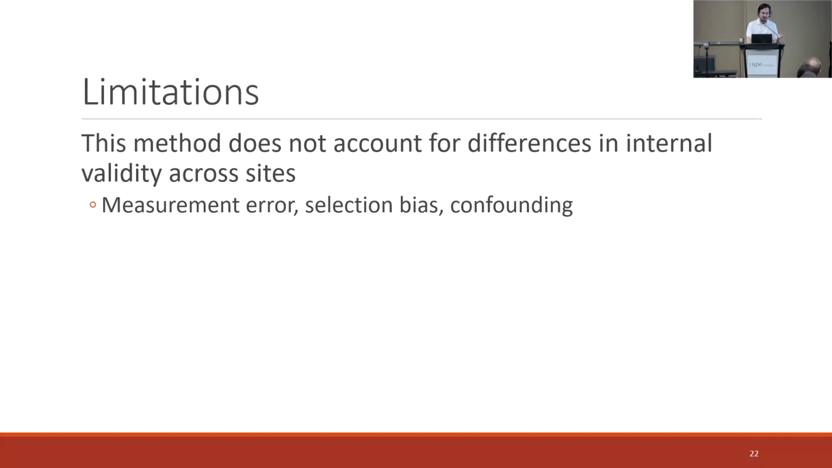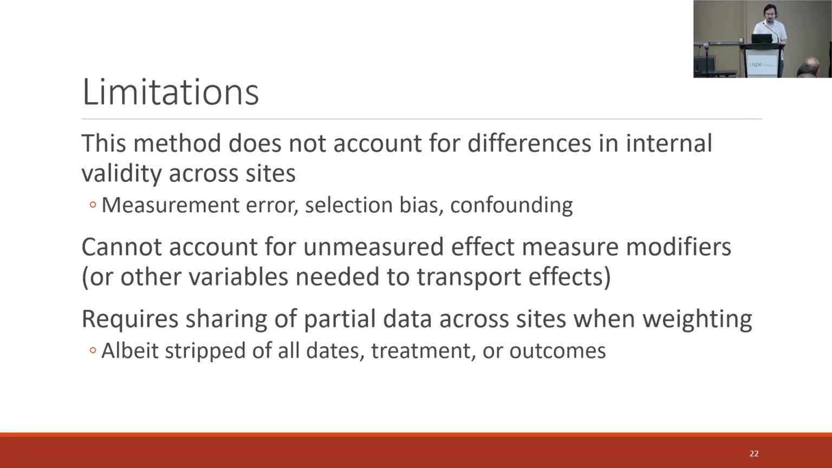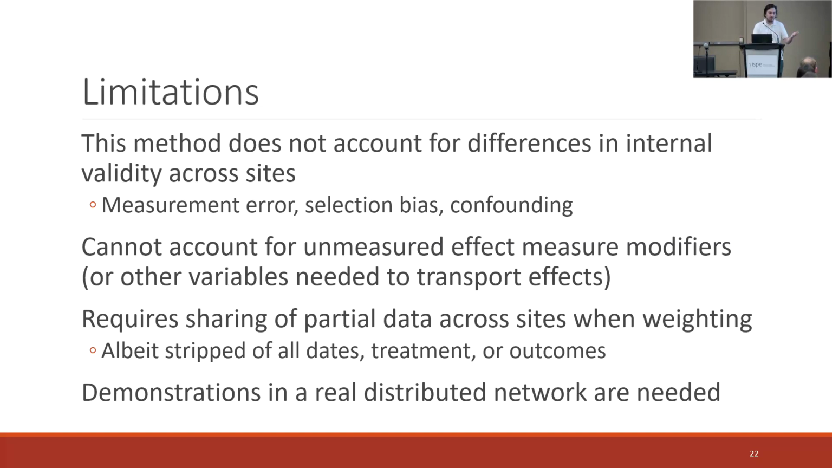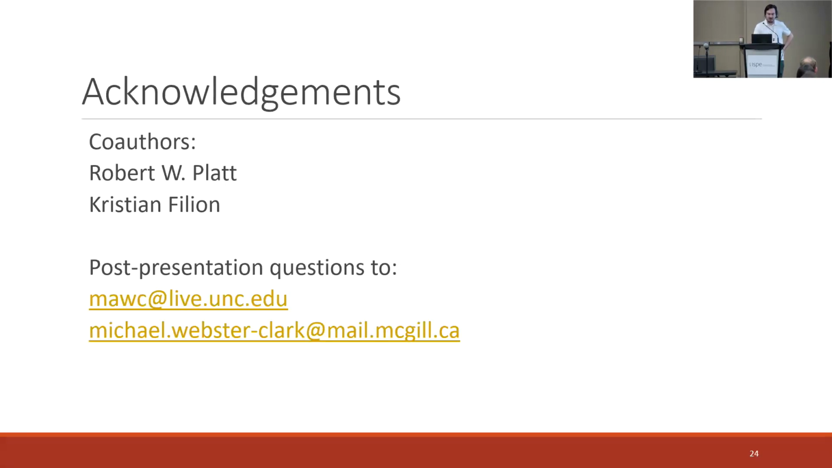There are limitations, obviously, so this doesn't account for differences in internal validity across sites. And in fact, if those internal validity differences are correlated with the things we weight on, it causes some issues. And it can't account for unmeasured things, unmeasured confounders, unmeasured modifiers. And you do have to actually share data across sites, which can be a potential obstacle. And so we really want to demonstrate this in a real network. If you have a real network you would give to us, please email us, or we'll use CNODE's, but we'd really like to launch this in terms of a real network.